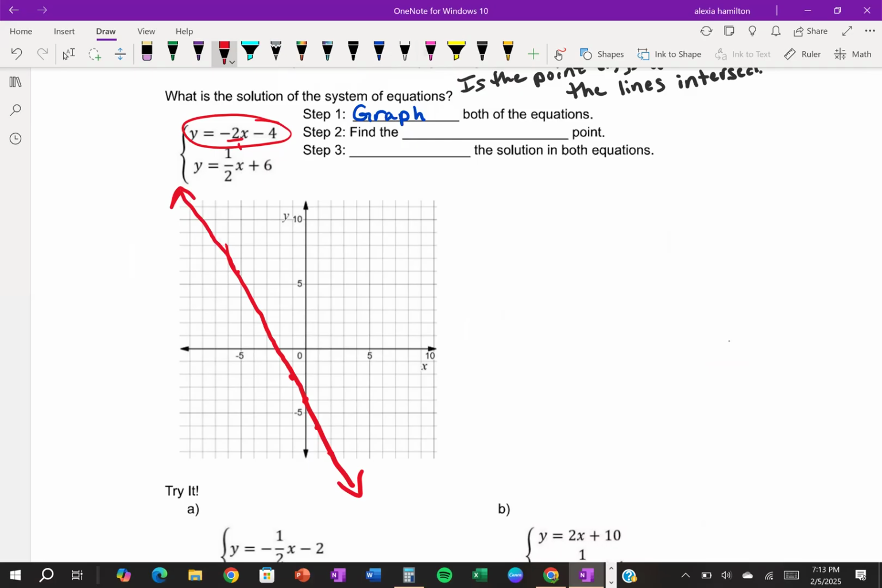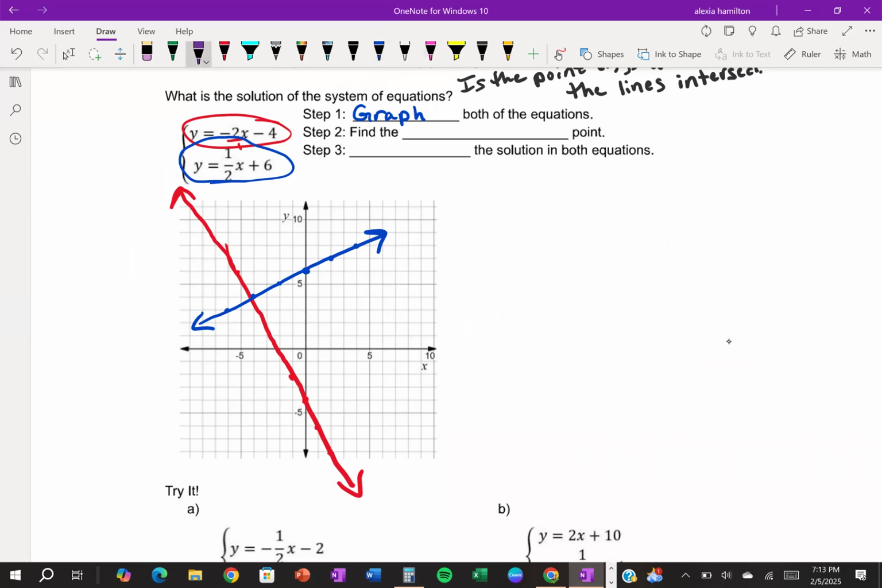All right, and then the bottom equation, y is equal to 1/2 x plus 6. So the y-intercept is plus 6, my slope is 1/2. Go up 1 and right 2, up 1, right 2. Or I could go down 1 and left 2, repeating that.